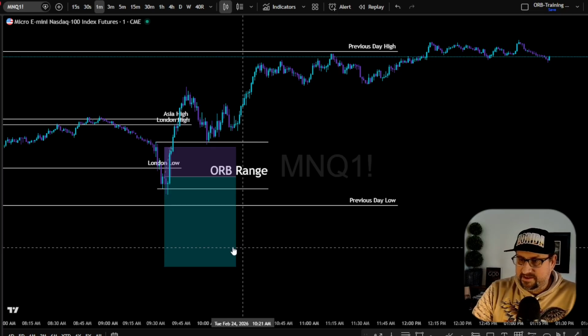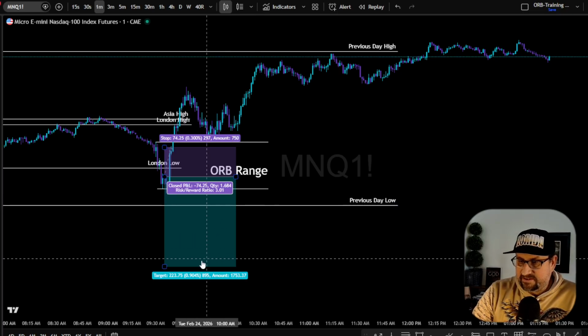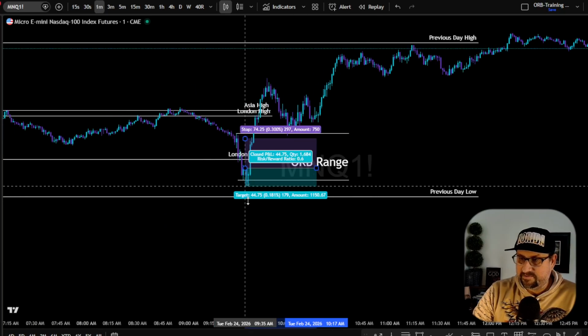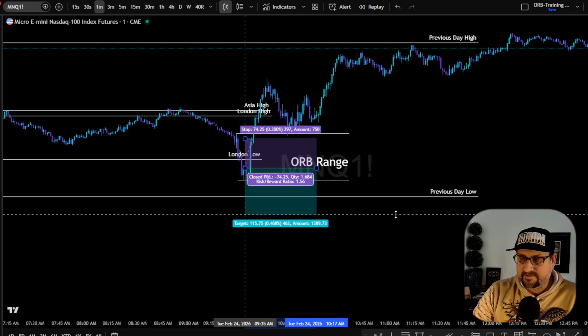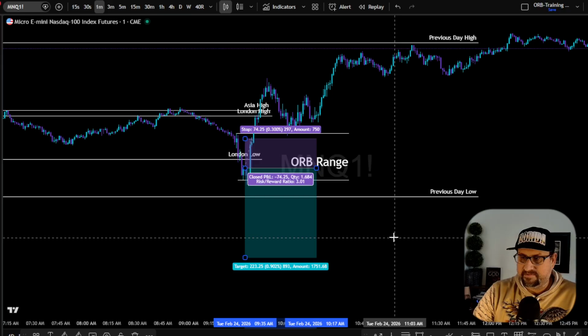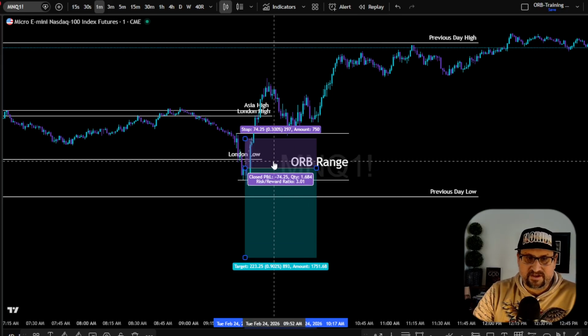So I have this previous day low. Now it is very likely that we could come down and sweep the previous day low. Sure. But that's still only going to give me 1.5R. That's not enough. It's not guaranteed I'll get stopped out, but there's a high probability I'm going to get stopped out in this trade. So here's where the discretion comes in.